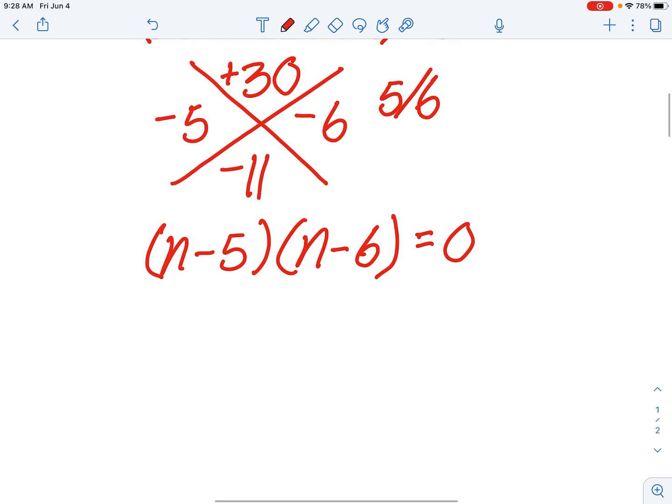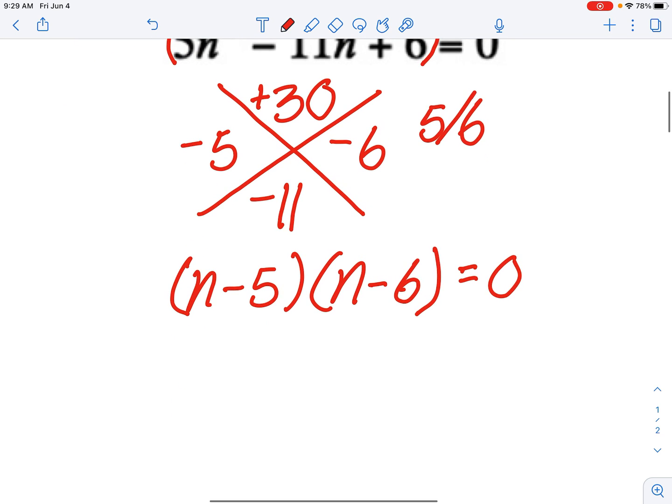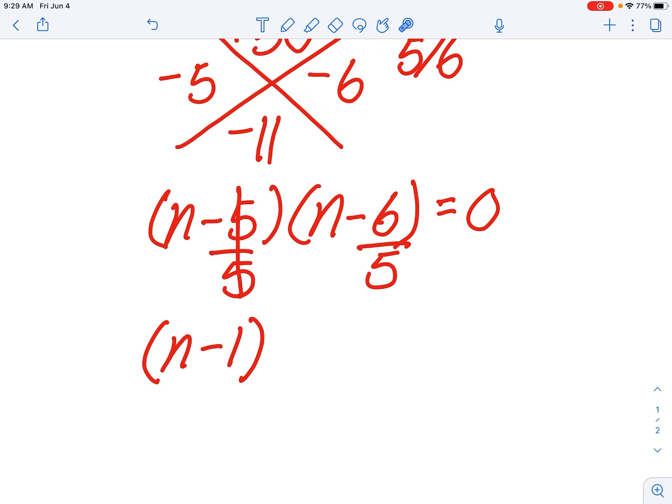Equals 0. And remember, one extra step on these trinomials, quadratics. You see this 5 here? We're going to divide both of these by 5. Divided by 5, divided by 5. Thankfully, 5 divided by 5 is 1, so I get n minus 1. I cannot divide 6 by 5, so I'm just going to leave it as n minus 6 over 5, equals 0.